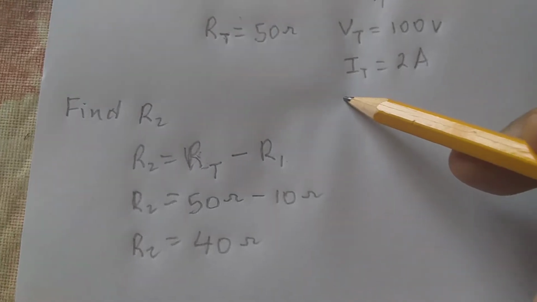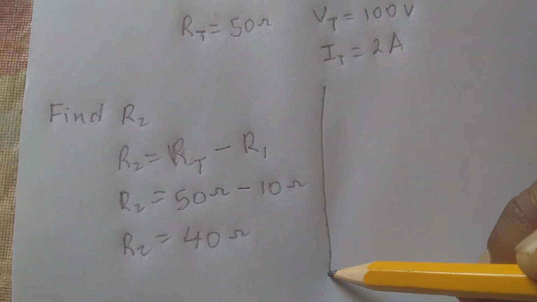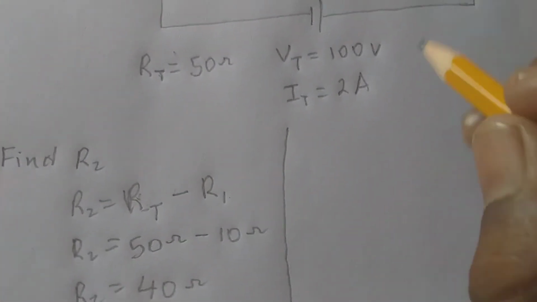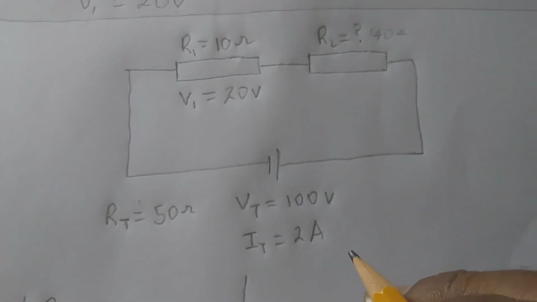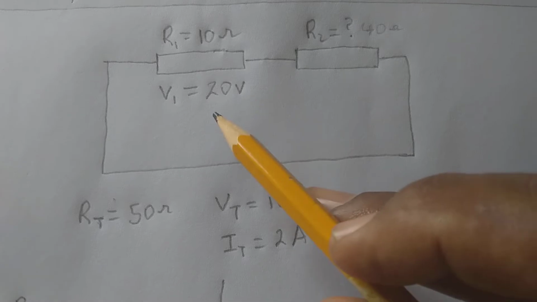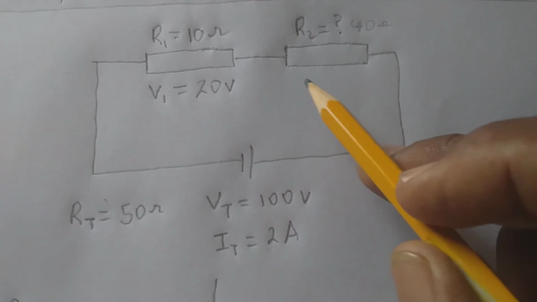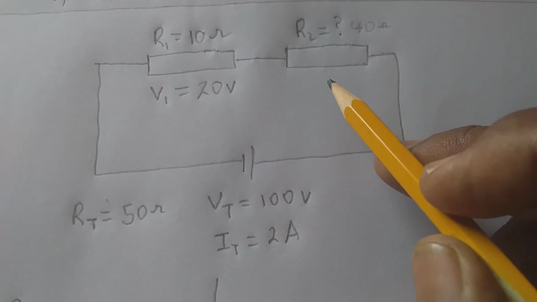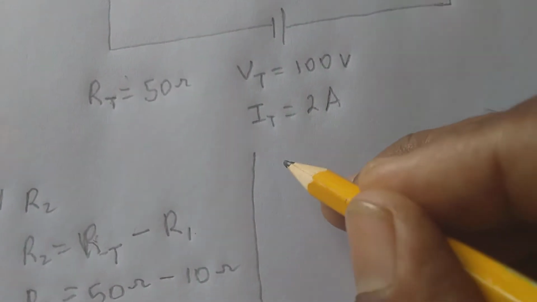We're going to use the other method of finding R2 to see if we get the same value. Let me draw a line across this just so as not to mix them up. Alright, so the next way of finding R2 is that we would need the voltage across R2. So we need V2. So let us look at finding V2 first.